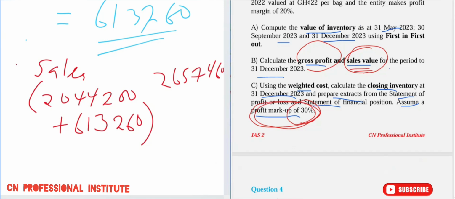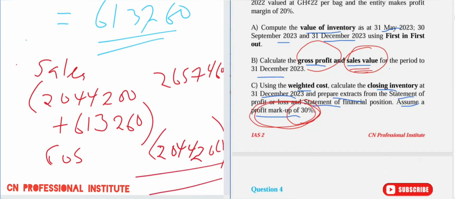Then my cost of sales, the same figure, 2,044,200. We less cost of sales, right? And then we get the profit back again, the 613,260. So this is it. That's all. Just know that the markup will be applied on the cost price, right? So that is that.